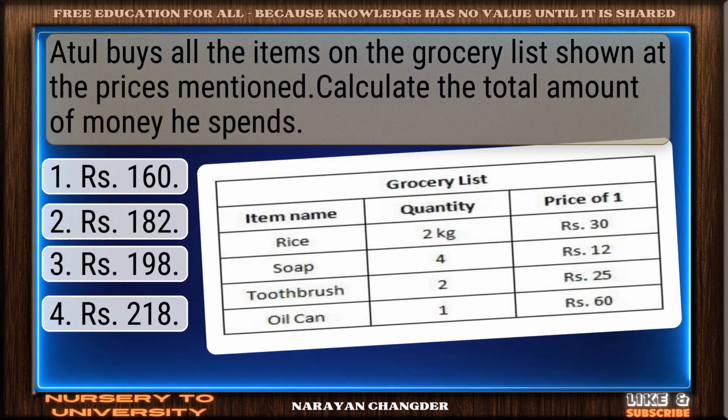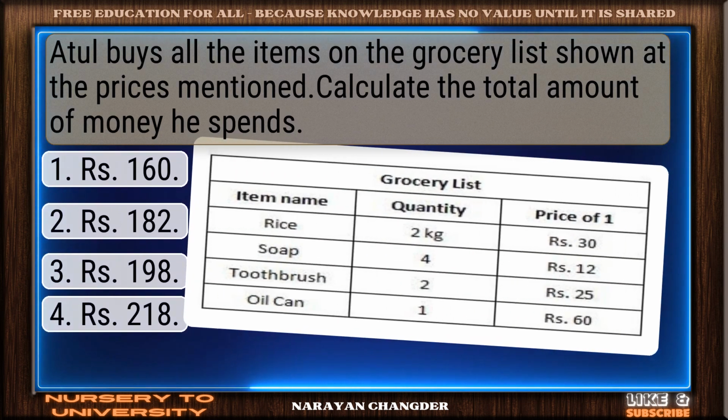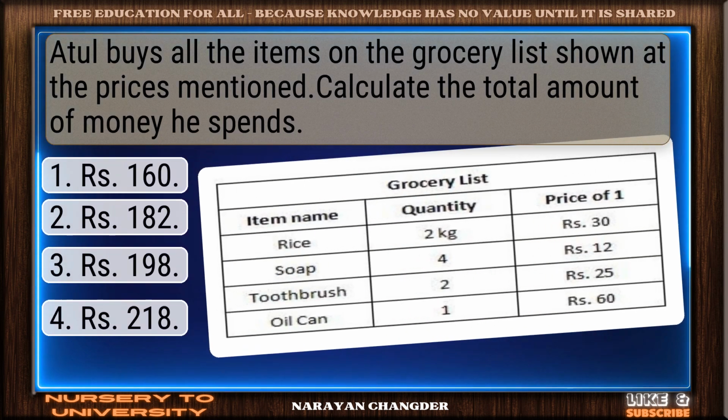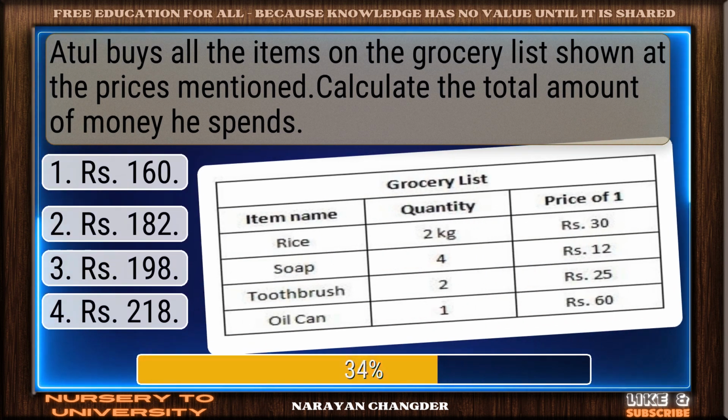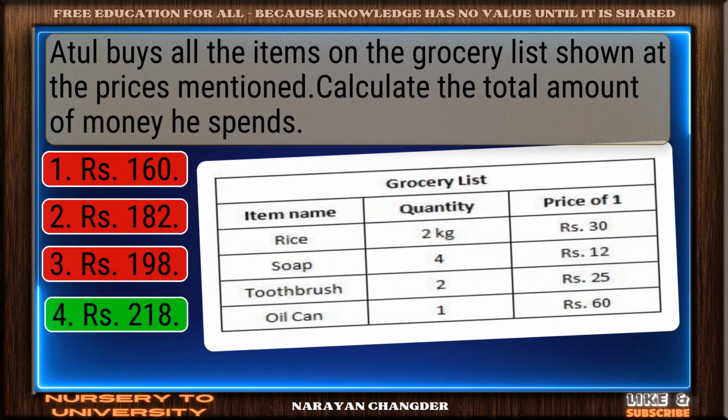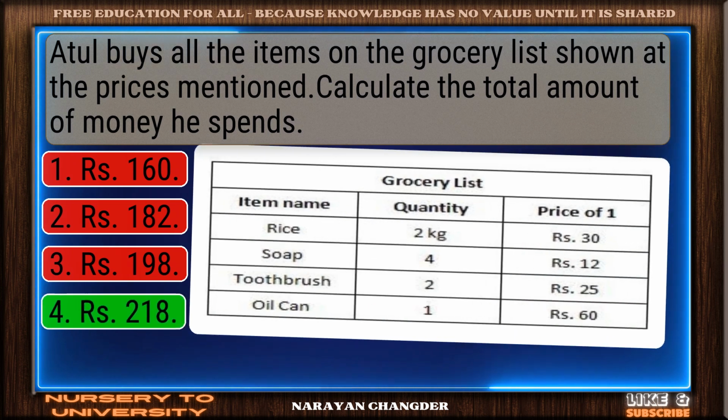Atul buys all the items on the grocery list shown at the prices mentioned. Calculate the total amount of money he spends. Well picked. 218 is the correct answer.